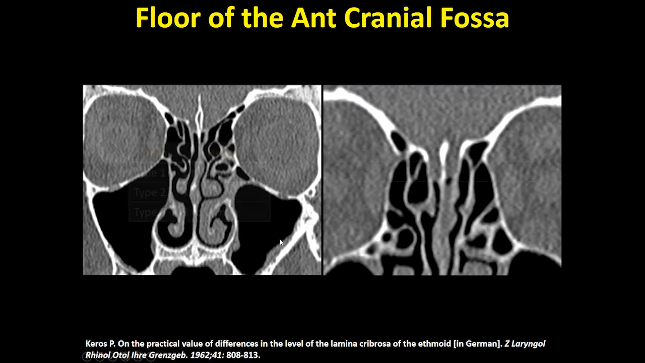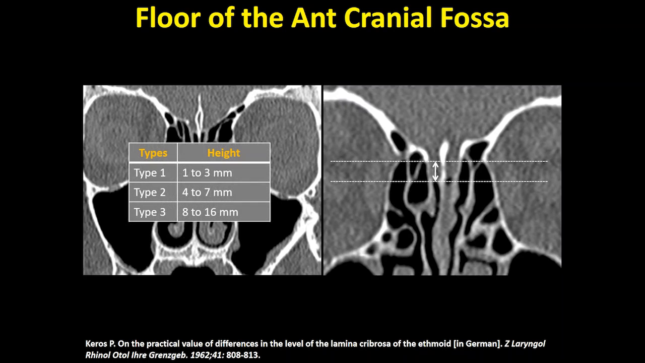Type 1, short vertical height about 1 to 3 millimeters. Type 2, medium vertical height 4 to 7 millimeters. And type 3, greater than 7 millimeters. The greater the height, the greater the risk for iatrogenic injury, and therefore the surgical relevance in determining the height of the vertical lamella of the cribriform plate.